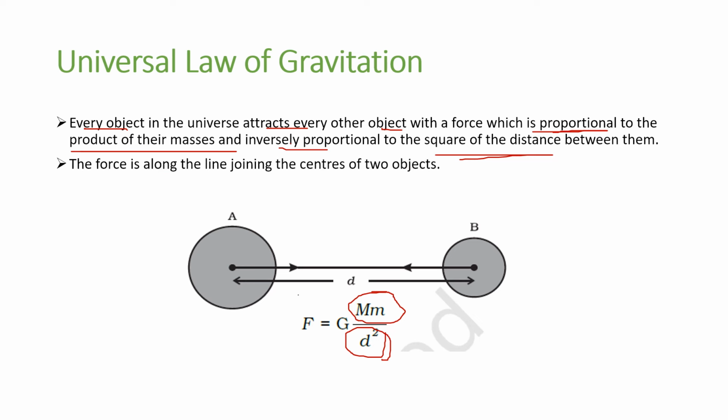The force is along the line joining the centers of the two objects. What is the direction of the force? This force is not in this direction. It is along the line. What is this line? This is the line joining the centers of the two objects. You should be able to reproduce this in your exam. Now let's try to derive the equation, so that we use it in our day-to-day calculations, right?